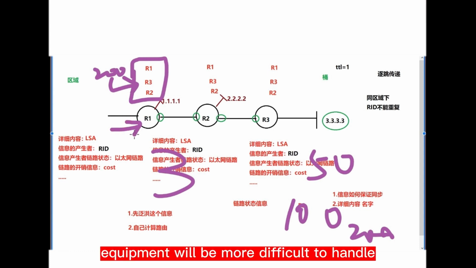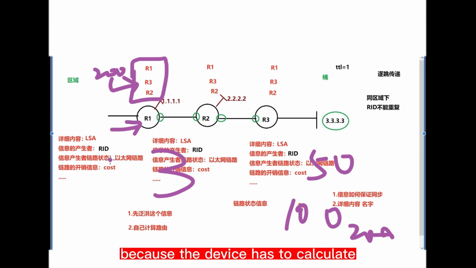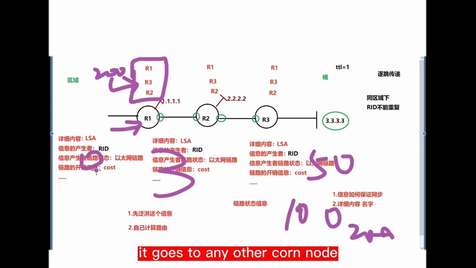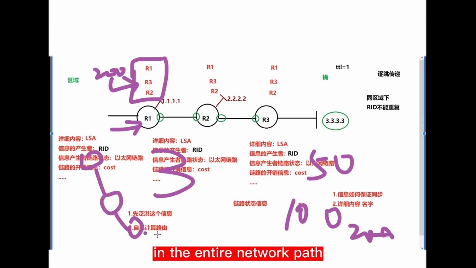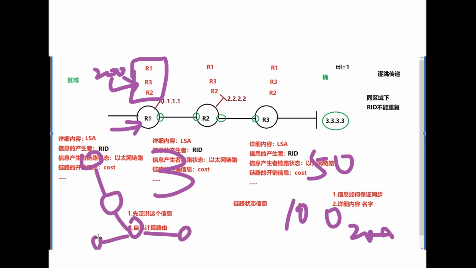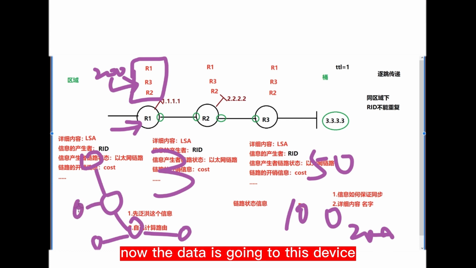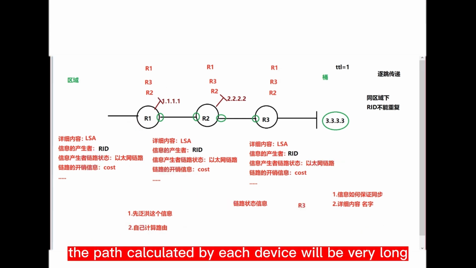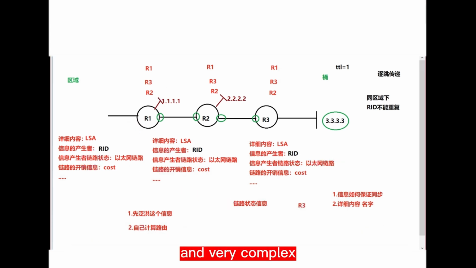Equipment will be more difficult to handle, because the device has to calculate the path to any other core node in the entire network. For example, now the data is going to this device. It is equivalent to a node in the network. This device is meant to perform calculations. If the number of devices is very large, the path calculated by each device will be very long and very complex. For equipment, it will have a higher load. Actually, there is no need for this.